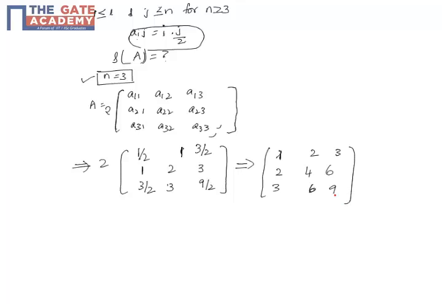Now if you do the row operations for the second row and the third row, you will have R2 equal to R2 minus 2R1 and R3 is R3 minus 3R1, which is given as 1, 2, 3, 0, 0, 0, 0, 0, 0.